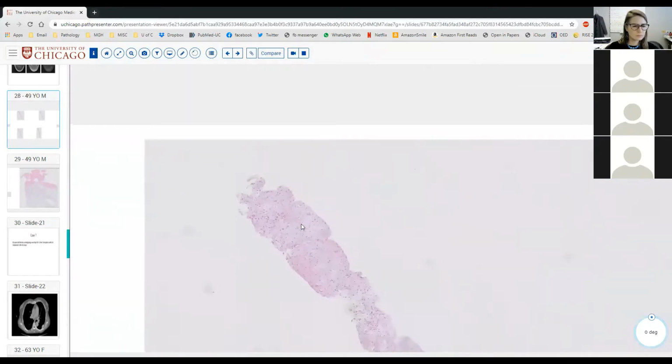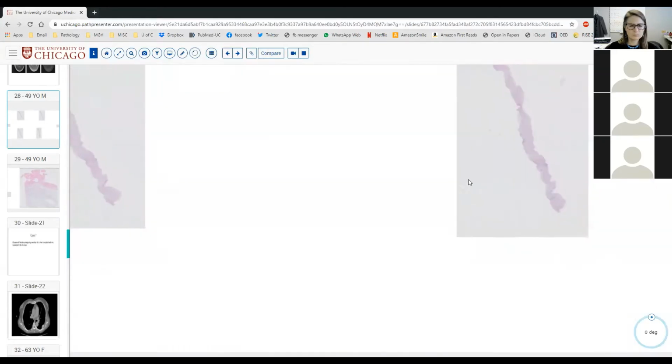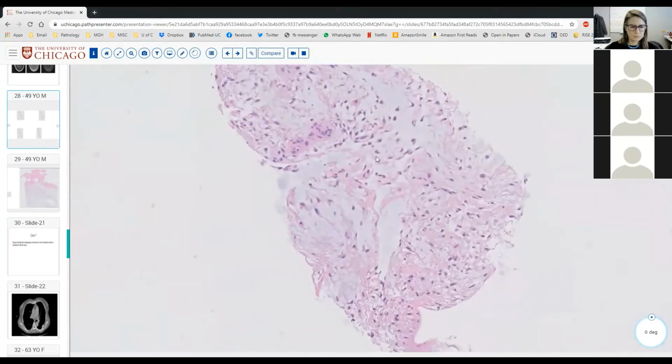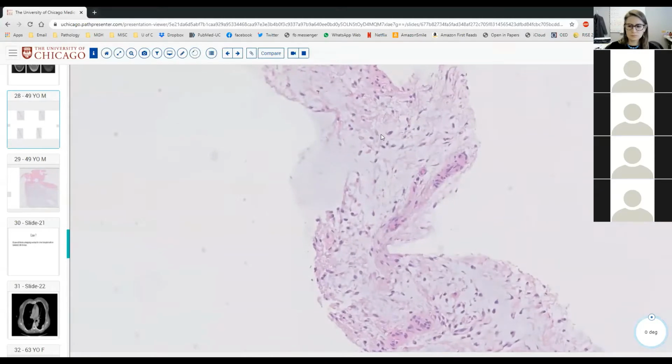I don't think I saw many mitoses on this one. Here it's a little bit busier looking, but again, it's pretty consistent throughout.